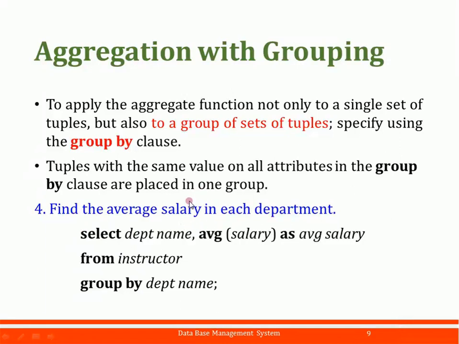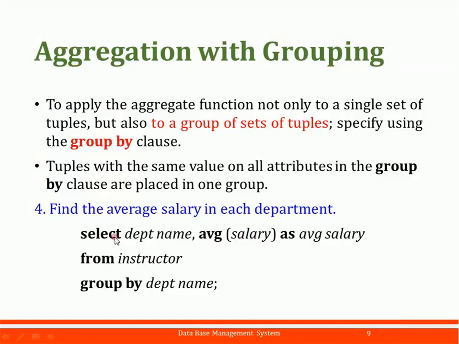Here the computer science department average salary has to be given separately, and at the same time the EEE department instructor salary has to be given separately. For every department you have to calculate the average salary separately. For this, I am going to group by department name. All the instructors who are in the same department will be grouped together, and the average of those instructors will be calculated, and against the department name, if it is computer science, the department name computer science along with the average salary will be listed.